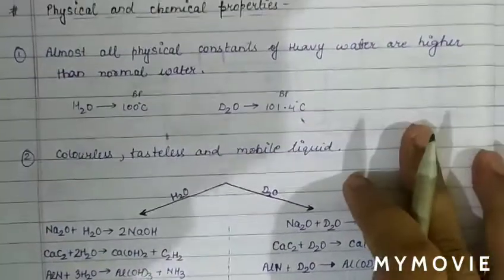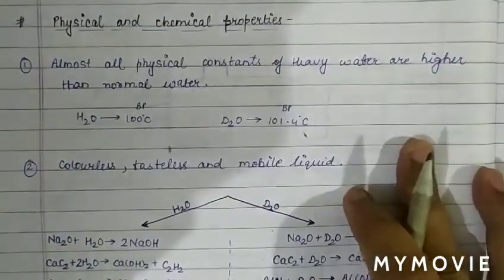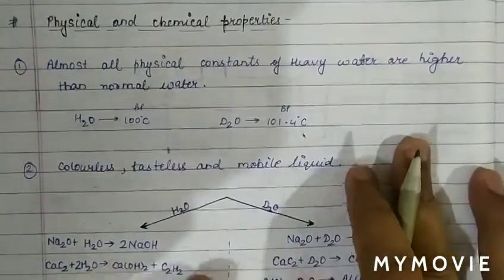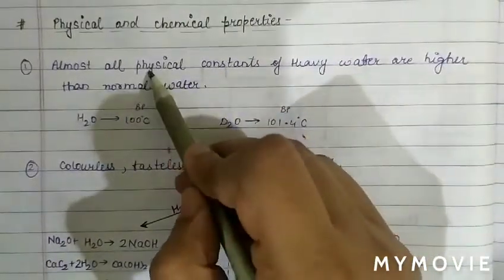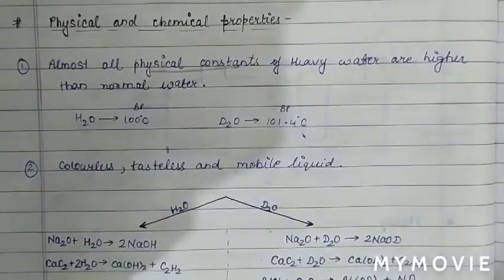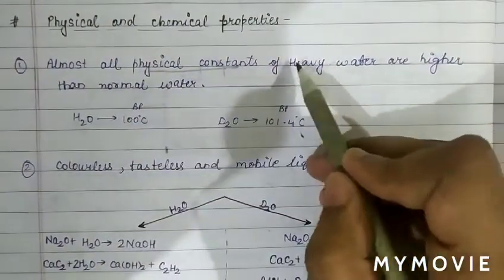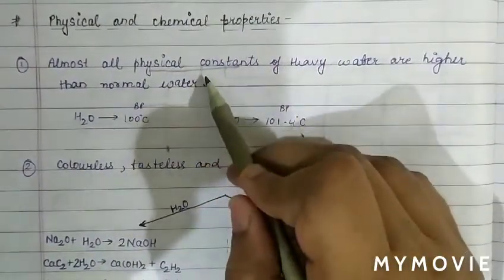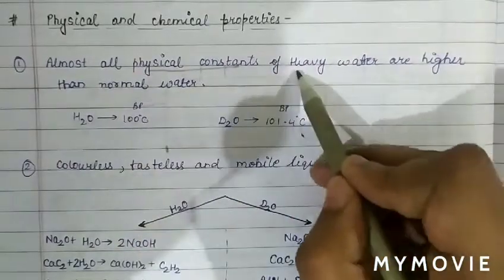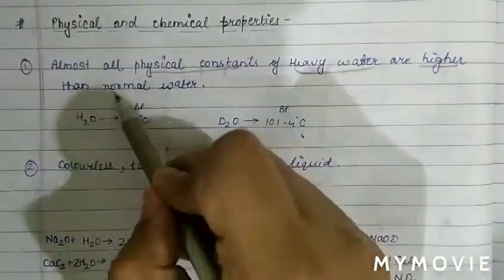Now see the physical and chemical properties of D2O, heavy water. Almost all physical constants like boiling point, melting point for heavy water are higher than normal water.